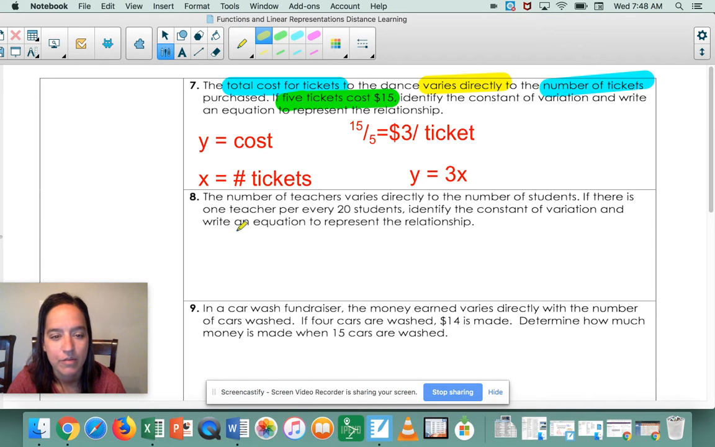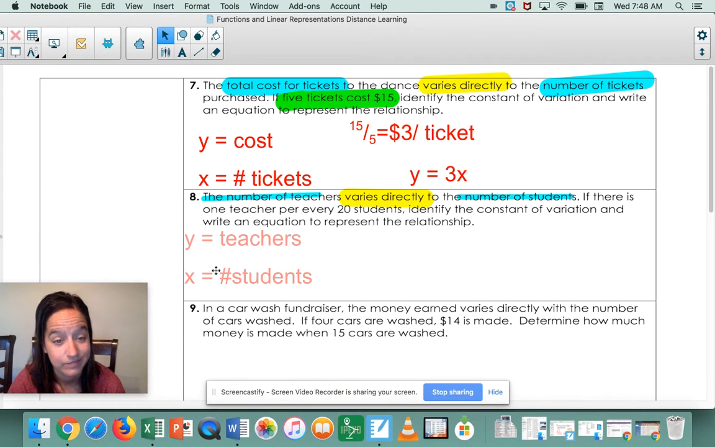Ready? Here we go. The number of teachers varies directly to the number of students. Well, we can even look at how this is said. The number of teachers varies directly to the number of students. So which one's my y and which one's my x? My y is the number of teachers and my x is my number of students, because again, the y varies directly to the x. So my y is teachers, my x is students.